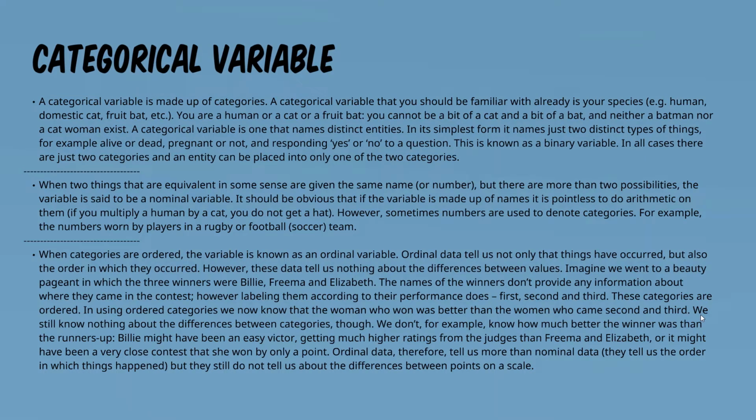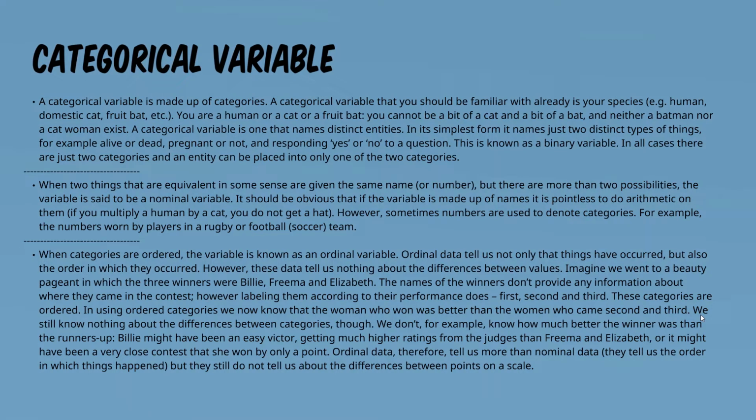When two things that are equivalent in some sense are given the same name or number, but there are more than two possibilities, the variable is said to be a nominal variable. It should be obvious that if the variable is made up of names, it is pointless to do arithmetic on them. However, sometimes numbers are used to denote categories, for example, the numbers worn by players in a rugby or football team.